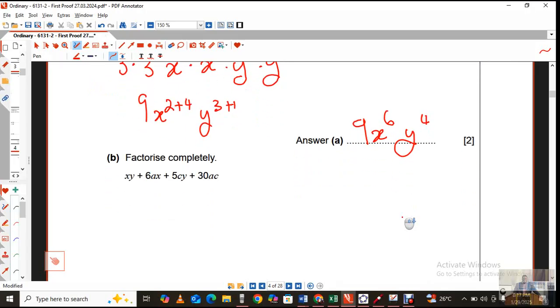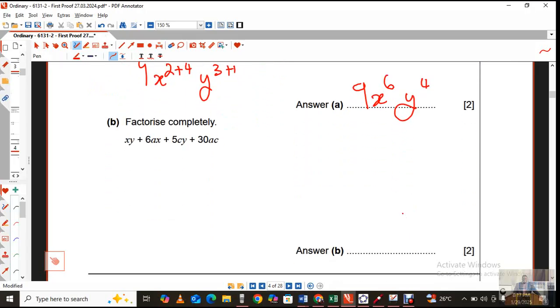Factorize completely. Here you factorize, you take out by grouping. So if I take these two terms, what do you have in common? They have an x in common, then y plus 6a is left. I need to find an identical bracket like this. Let's come to the other one.